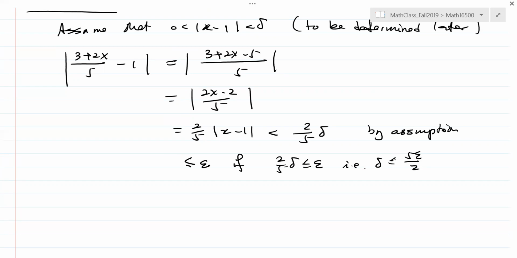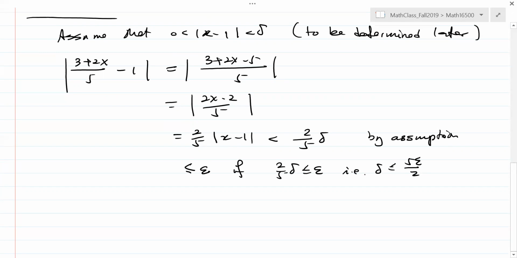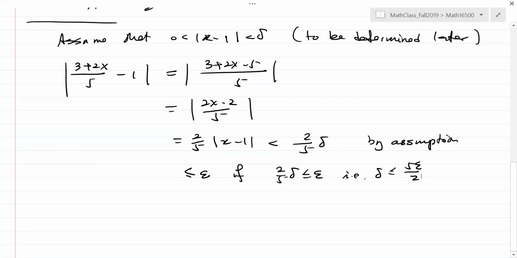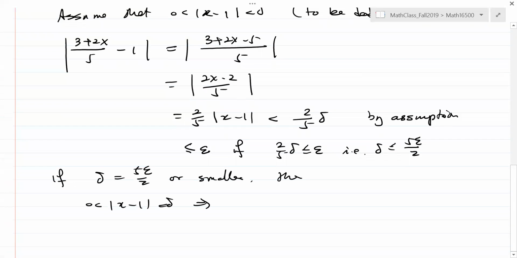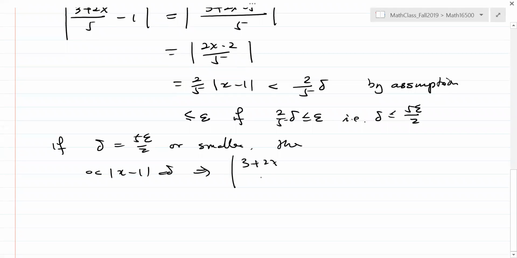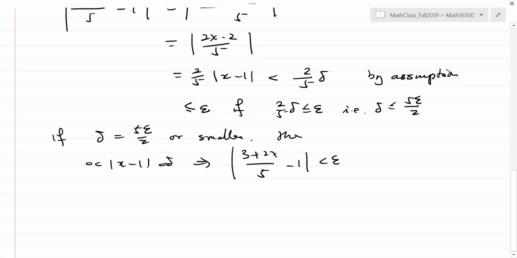Your answer, if you go back to the statement, is: if you choose delta to be 5 epsilon over 2 or smaller, then this one implies 3 over 2 plus x over 5 minus 1 is less than epsilon. Okay, why? See the above argument. Okay, so that's it. So you find the delta at the last step.